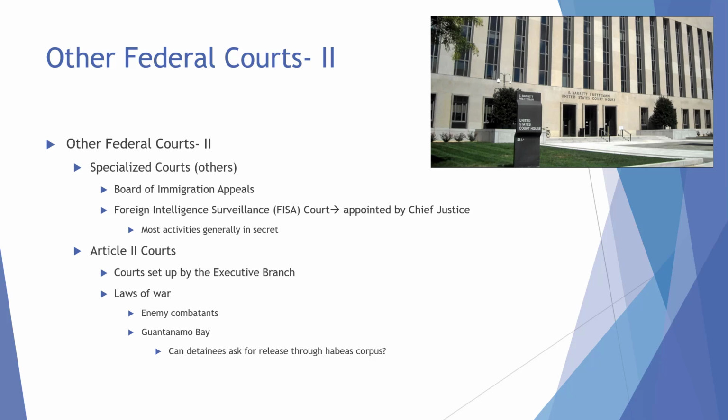So Article 2 courts set up by the executive branch, laws of war, enemy combatants, Guantanamo Bay. There was the question that later we had as far as could Gitmo detainees have habeas corpus. Congress was actually trying to remove appellate jurisdiction on it. So we never really quite got to that.